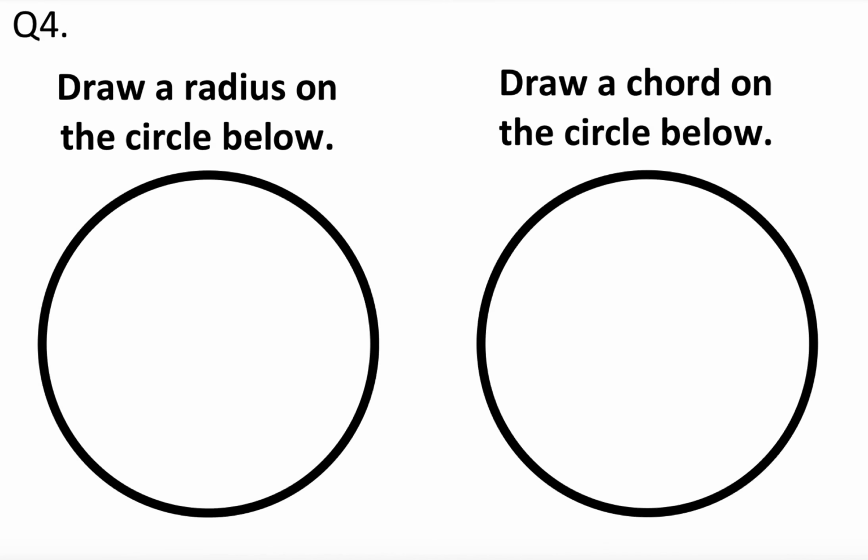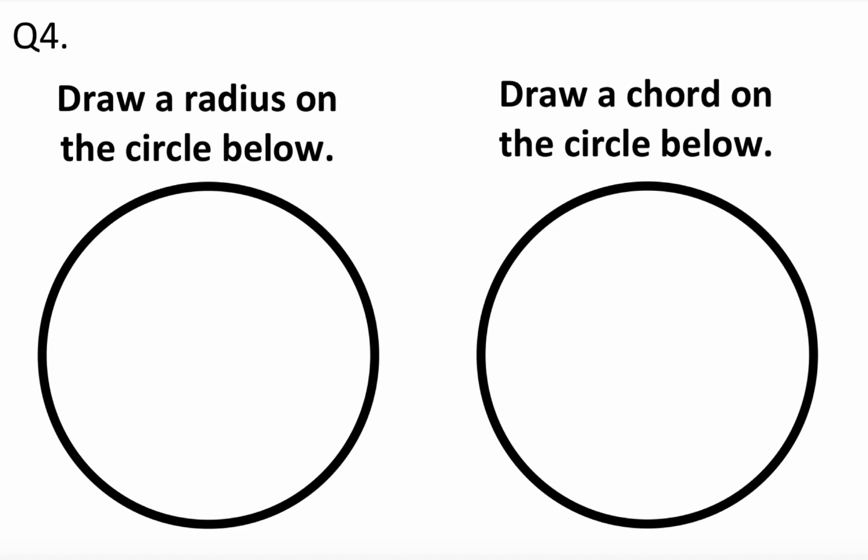Question 4. Ooh, it's the old circles again. So circles, we've got two questions. We've got 2 circles here, and on the first circle we've got to draw a radius. Well, the radius is just a line that goes from the centre point of the circle to the circumference. It would be a straight line, but in my case my pen's not that brilliant, but there you go. That would be a radius.